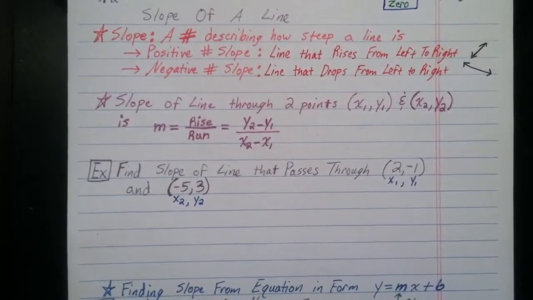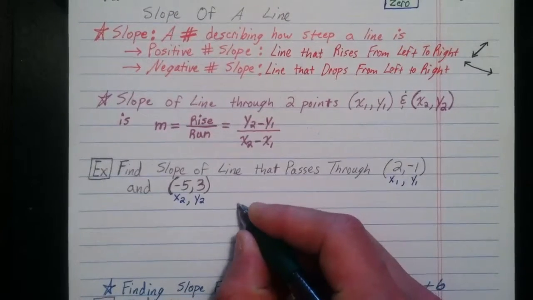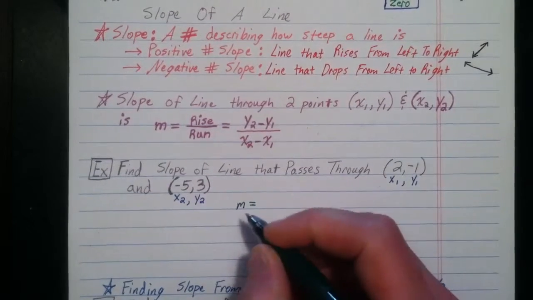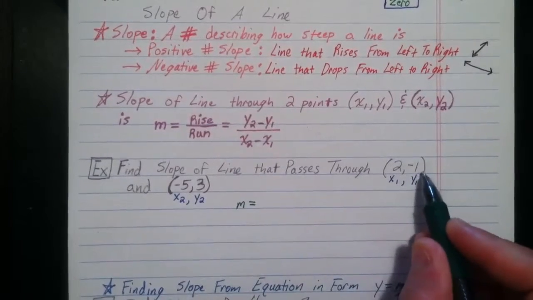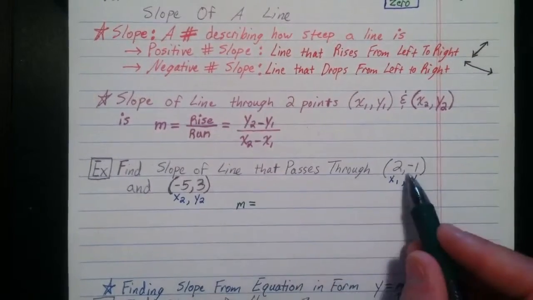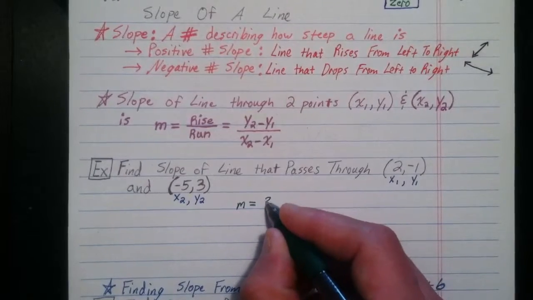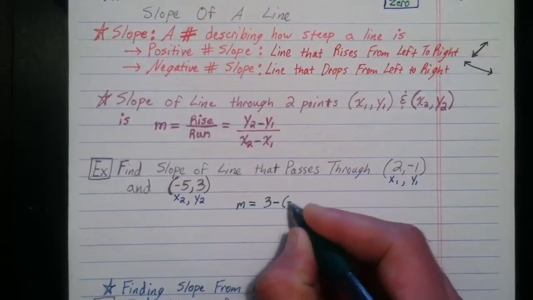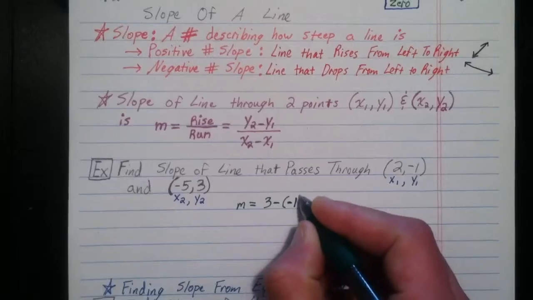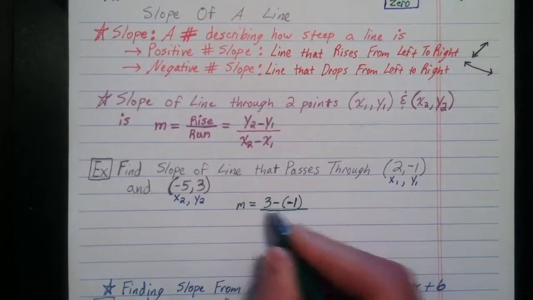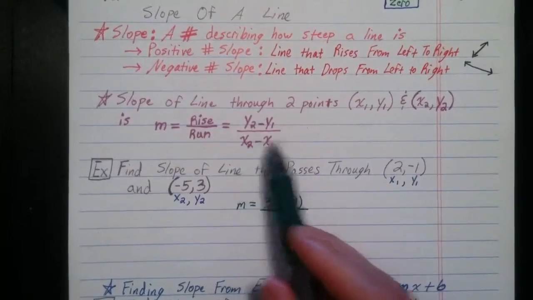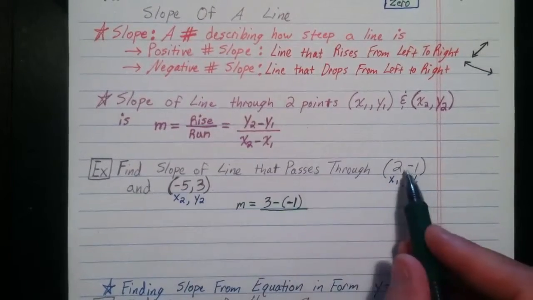So now using the slope formula from above, m equals, we're going to do the difference of the y coordinates, y2 minus y1, so that would be 3 minus a negative 1 up top, over the difference of the x coordinates, x2 minus x1. That's going to be a negative 5 minus 2.